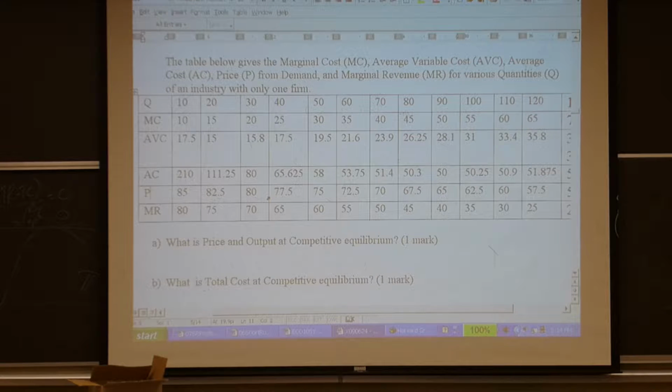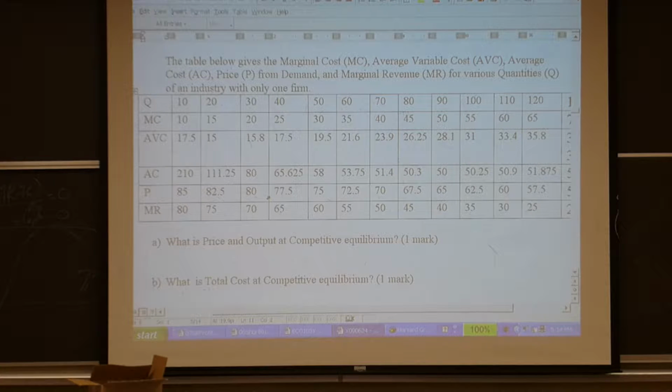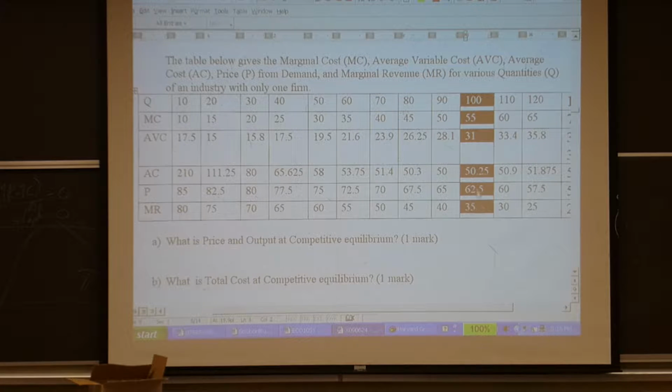What is the total cost of the firm if the price is 50? 50 times? Well, you can see that average cost is 50.25. So 50.25 times 100. The point is, first of all, at 50 you discover this is the output, and then you go down like this. The total cost is 50.25 because it's the average cost per unit times 100 units.